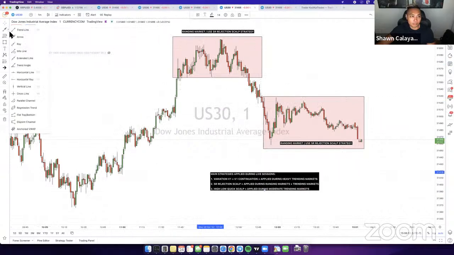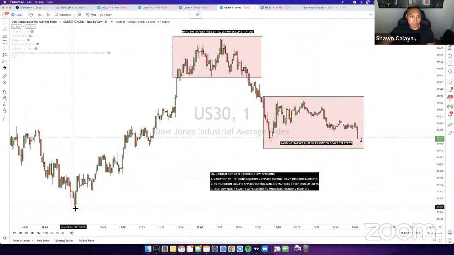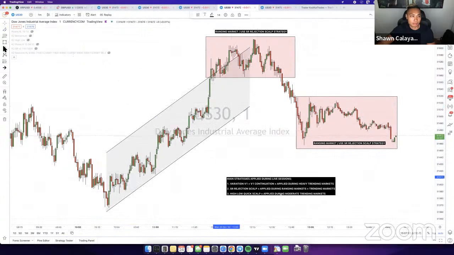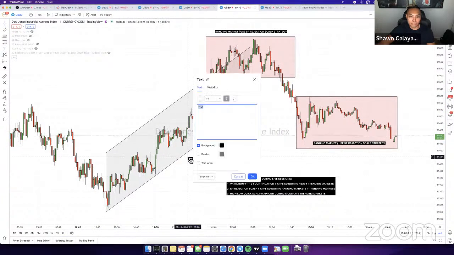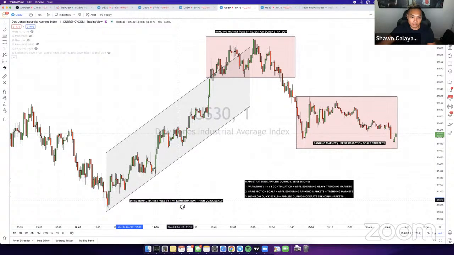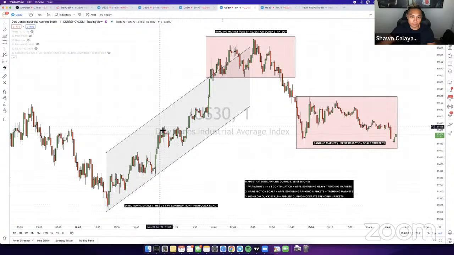Right, price is moving directional over here. Directional market. Use V1 continuation. Right, it's not super difficult. If you guys can identify how the market's moving, it's easy for you to apply these strategies.